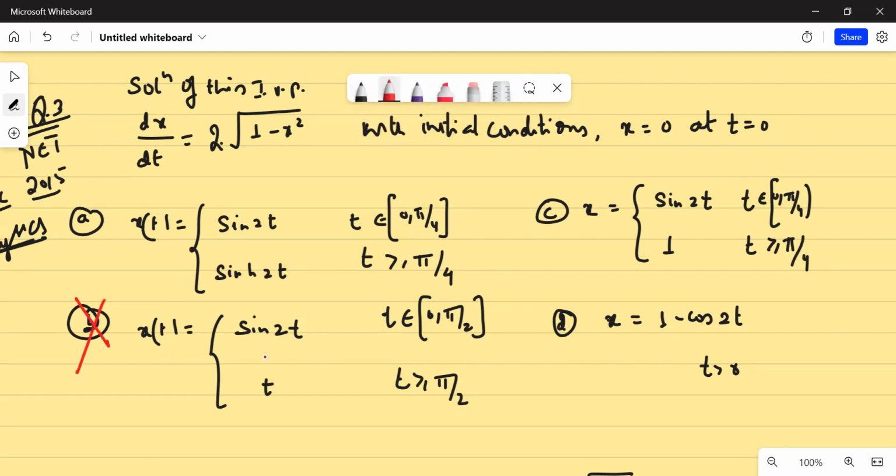This gets clearly rejected because sine 2t, like here it is given t equal to 0 to pi by 2. Forget about it. Now, the only thing that remains to be seen is whether A would be an answer or C would be an answer. Is that clear or not?